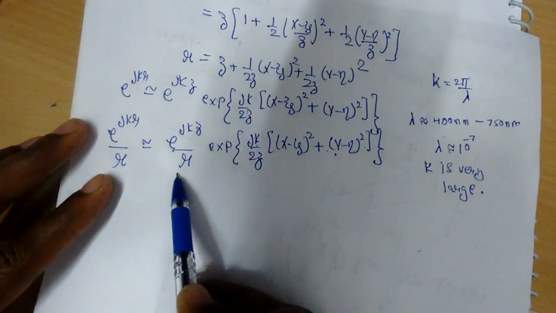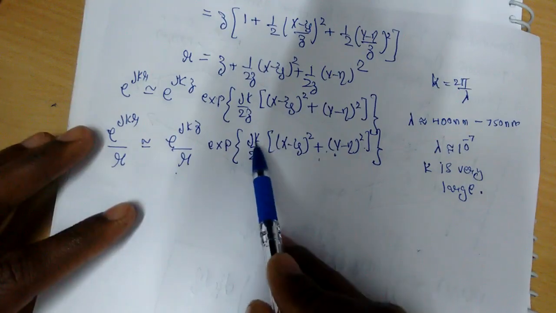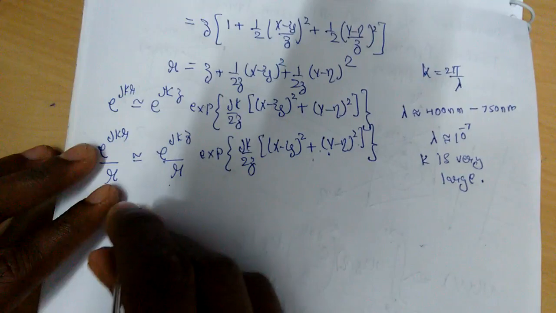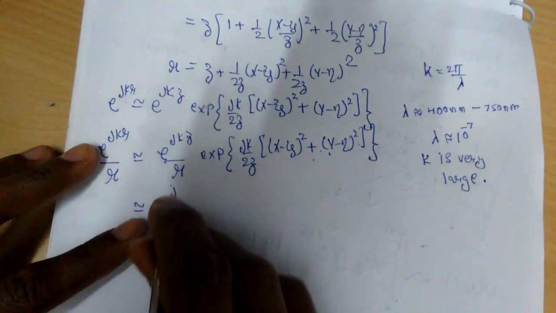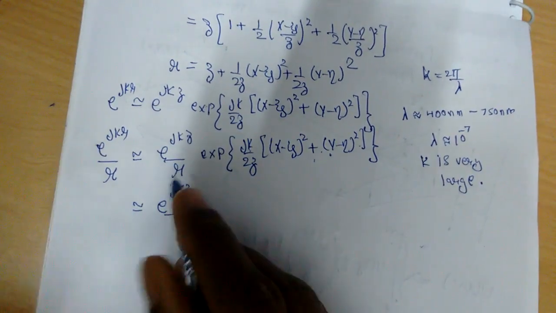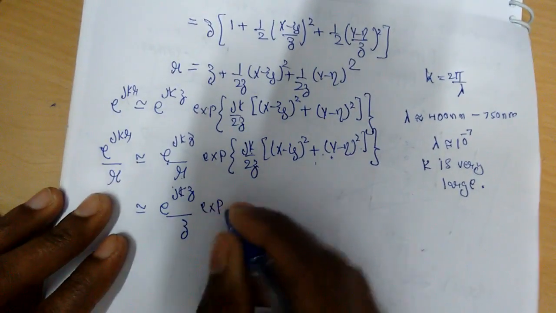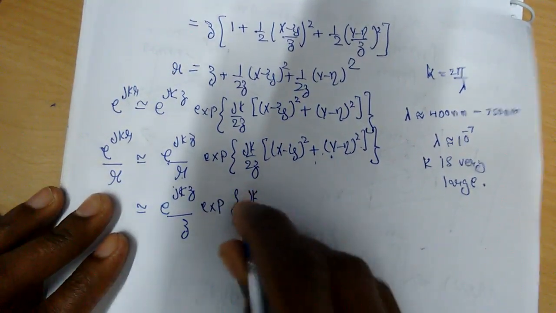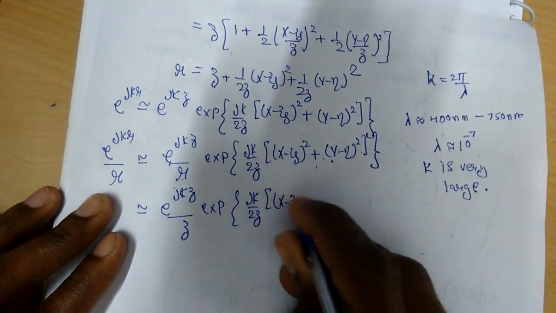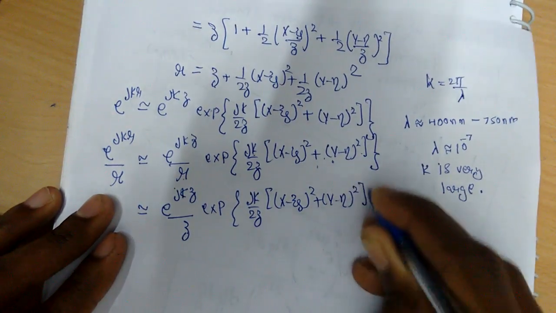So this r can be very safely replaced by z, but nothing should be done here, because the value of k is very large. Okay, so let me write, it is e raised to power jkz divided by z. I am replacing this r by z here, and the rest is the same. Let me write e raised to power jk upon 2z times x minus zeta whole square plus y minus eta whole square.